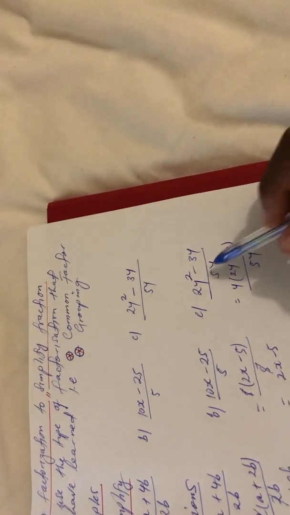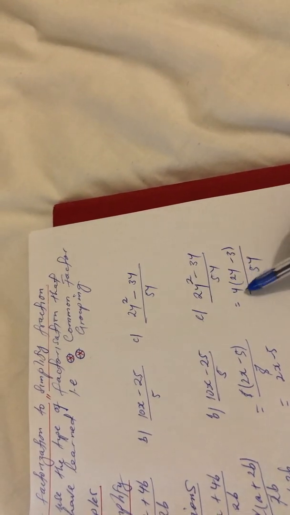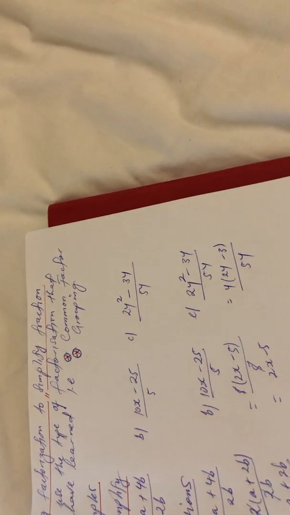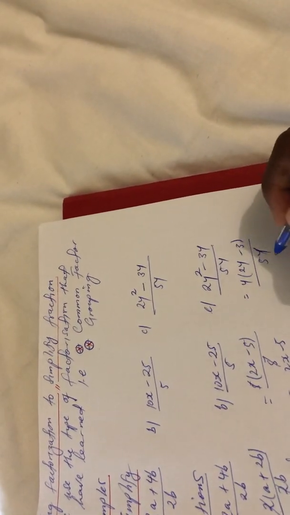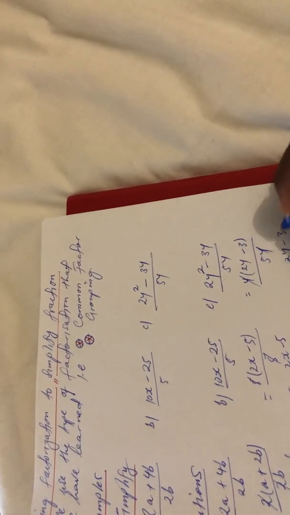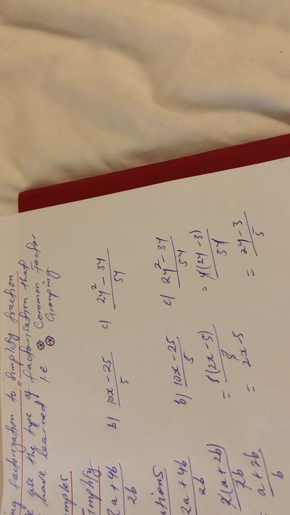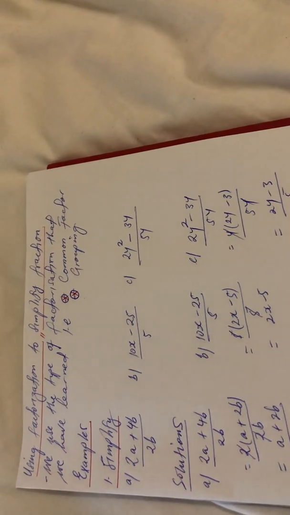Now, if you want to confirm that you have factorized right, remember what you do. Y multiplied by 2y, you get 2y squared. And y multiplied by negative 3, you get negative 3y. From there, you just cancel out this y with that y, so that your final answer is 2y minus 3 over 5. That is going to be your final answer.